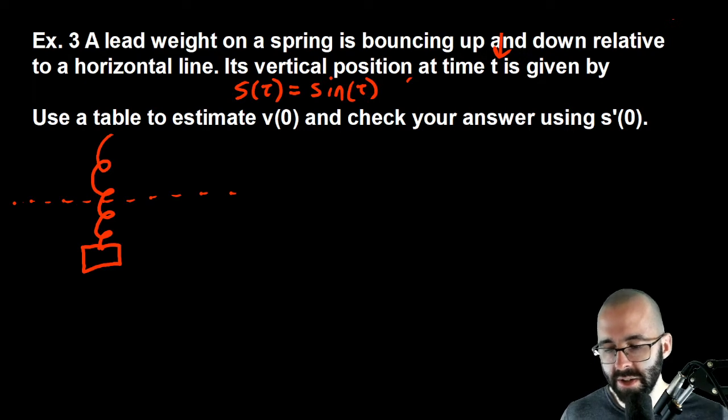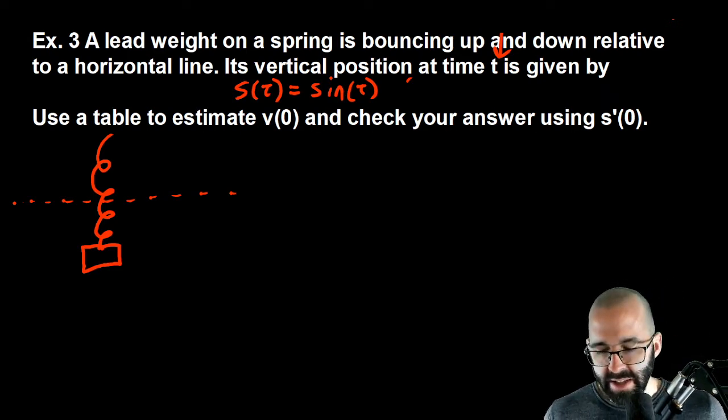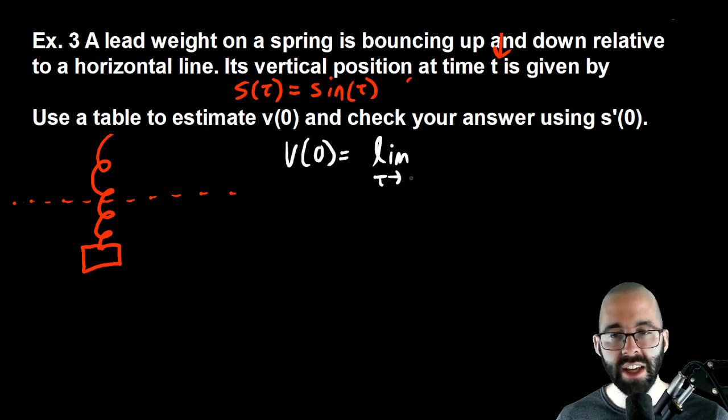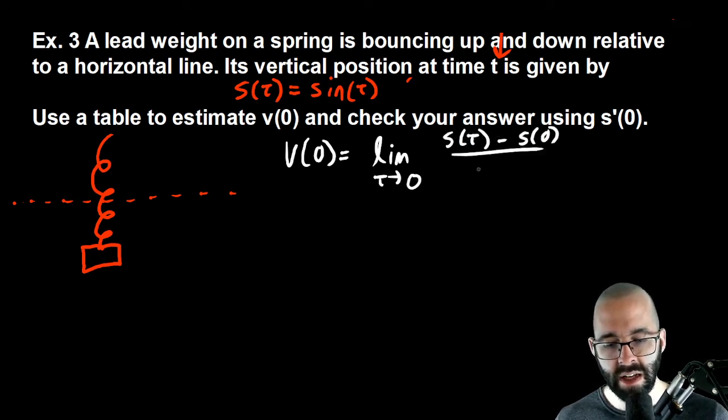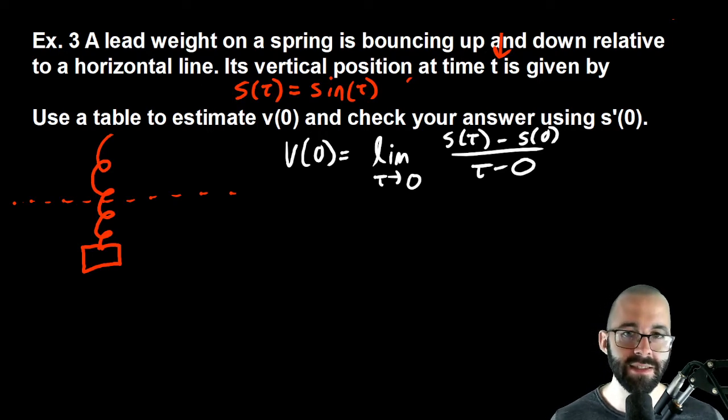Okay. So I took this from the book. I am a little annoyed that they did not give me appropriate units, but I do not want to make them up. So let's approximate this velocity. Remember that v of 0 is going to be the limit of the average rates of change, the limit of the average velocities, as t approaches 0 of s of t minus s of 0 divided by t minus 0. That's the definition of what the instantaneous velocity at 0 seconds means.